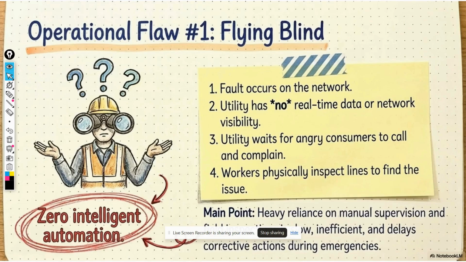Many of you may have seen electricity department employees checking transformers or climbing electric poles. Why do they do this? Because the conventional grid cannot automatically send its health status to the utility. Everything depends on physical inspection.